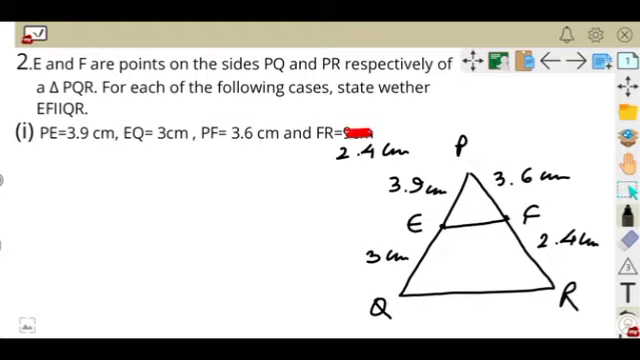So in this case, what happened? We are going to check whether this EF is parallel to QR or not. So it is all about the converse of the basic proportionality theorem. So let's start the solution.